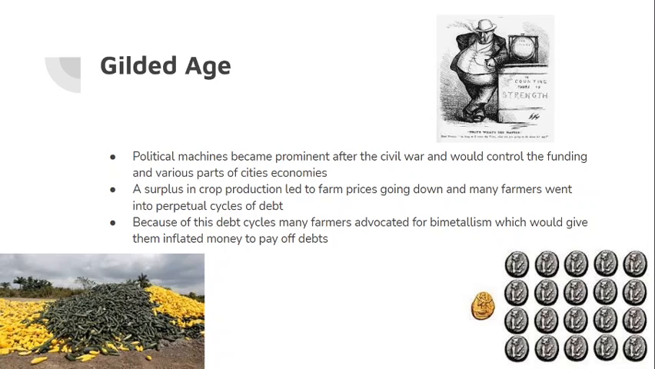So why did this perpetual cycle of debt happen for these farmers? Well, the reason was that during this time period, monopolies started to rise. A monopoly is a type of imperfect competition. It's one firm. One firm controls everything.